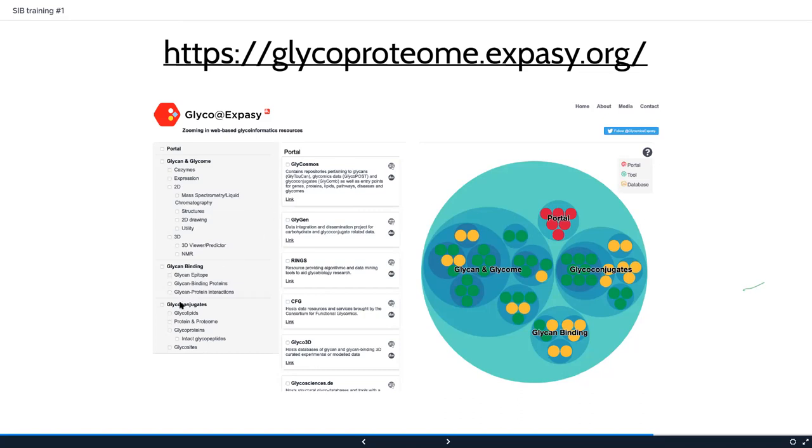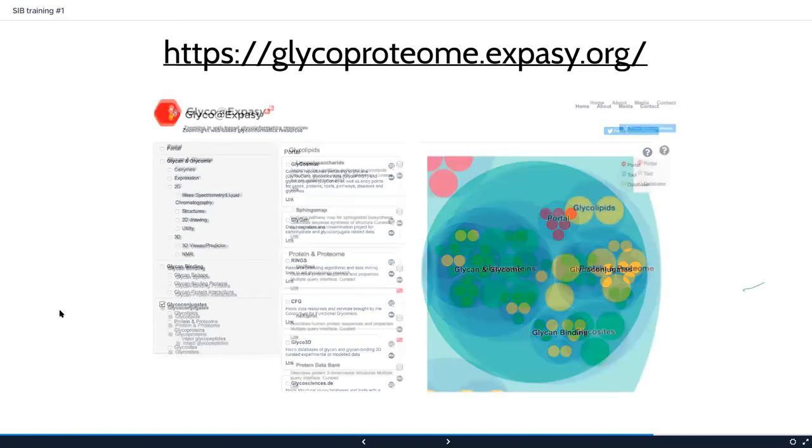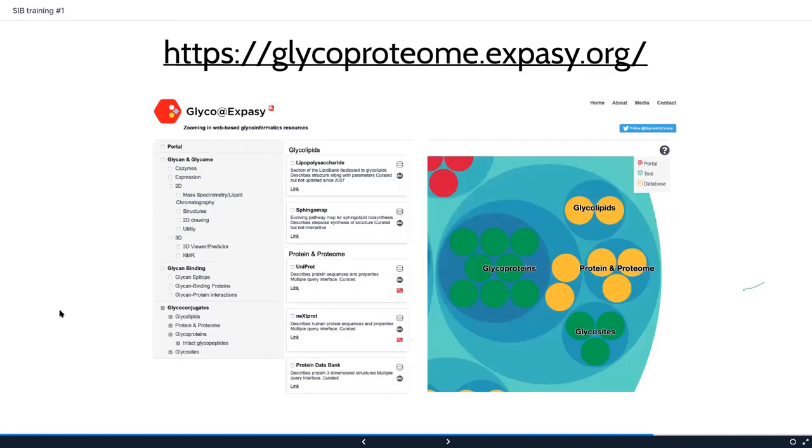So here, for instance, if you look at glycoconjugates, and if I click on glycoconjugates, I will focus on the bubble that describes glycoconjugates. And I will navigate, I'll show you how. So my list in the middle is reduced to glycoconjugates, and I have a short description for everything. So if it's a SIB resource, I have the SIB logo, no problem.